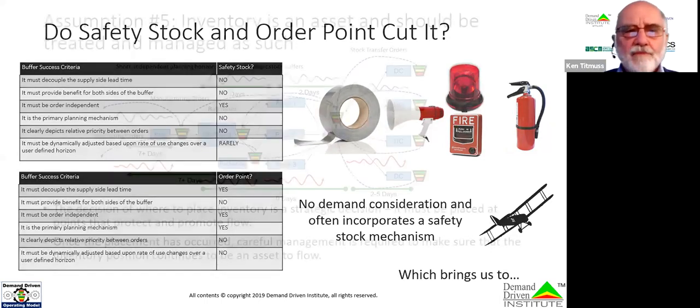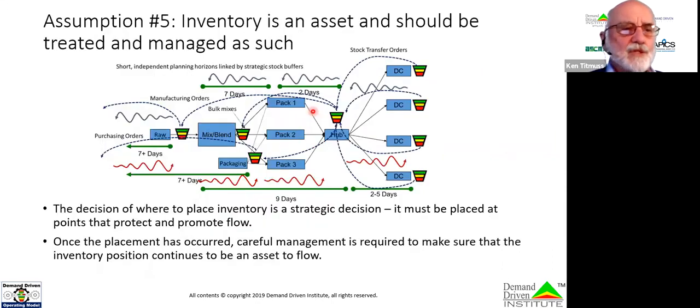So assumption number 5 then: inventory is an asset and should be treated and managed as such. The decision of where to place inventory is a strategic decision. It must be placed at points that promote and protect flow. And once the placement has occurred, careful management is required to make sure that the inventory position continues to be an asset to the flow.